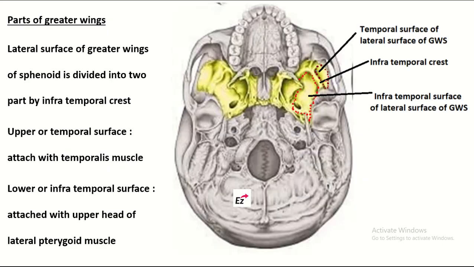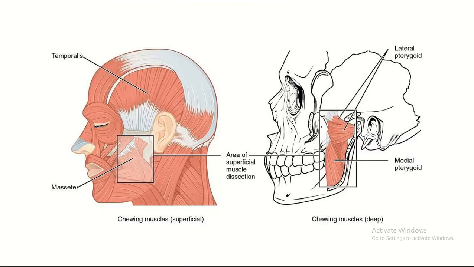The lateral surface of the greater wings is divided into two parts by the infratemporal crest. The upper part is known as the temporal surface, the lower part is known as the infratemporal surface. The upper part is attached with the temporalis muscle and the lower part is attached with the upper head of the lateral pterygoid muscle. So this is the temporalis muscle and these are the two muscles, the lateral pterygoid and medial pterygoid.